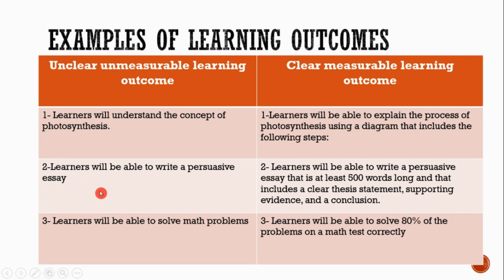Another example could be: learners will be able to write a persuasive essay. It's very unclear again because there are some components that are missing. Then you can paraphrase that to: learners will be able to write a persuasive essay that is at least 500 words long, and that includes a clear thesis statement, supporting evidence and conclusions. So you can see the outcomes.